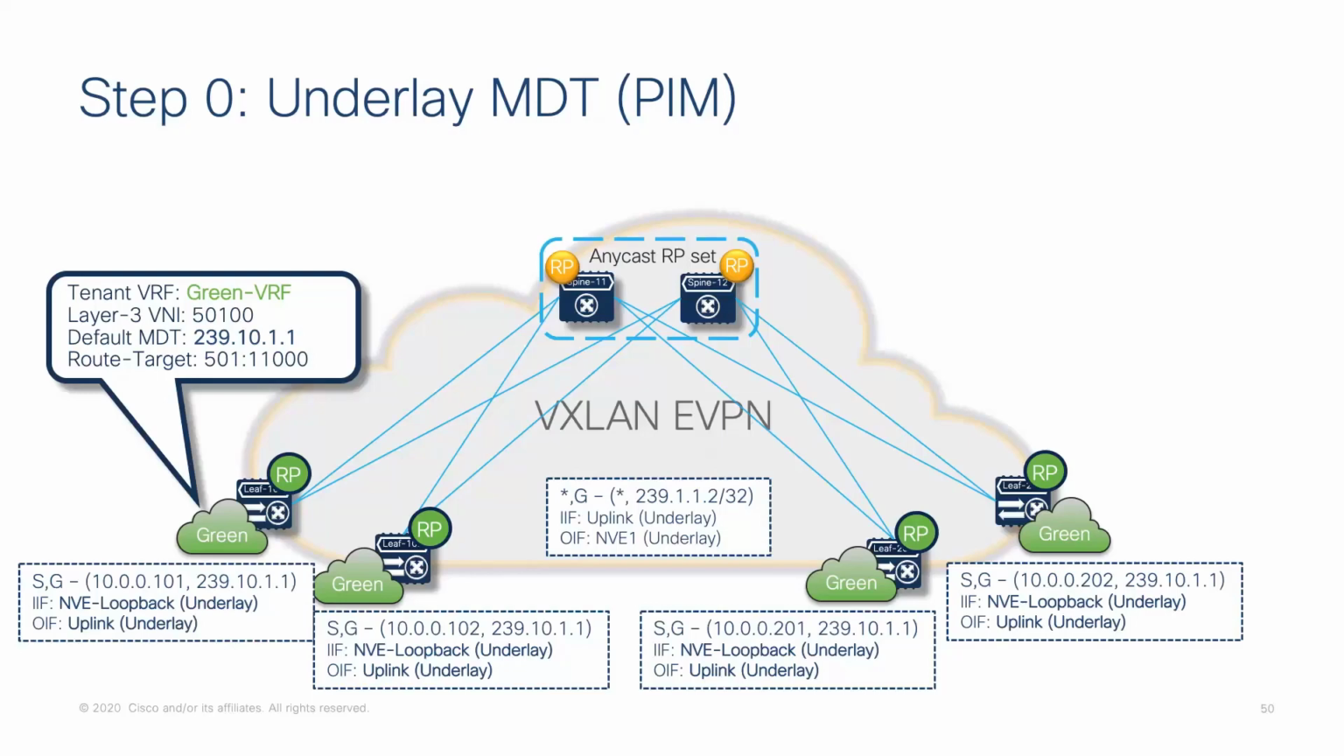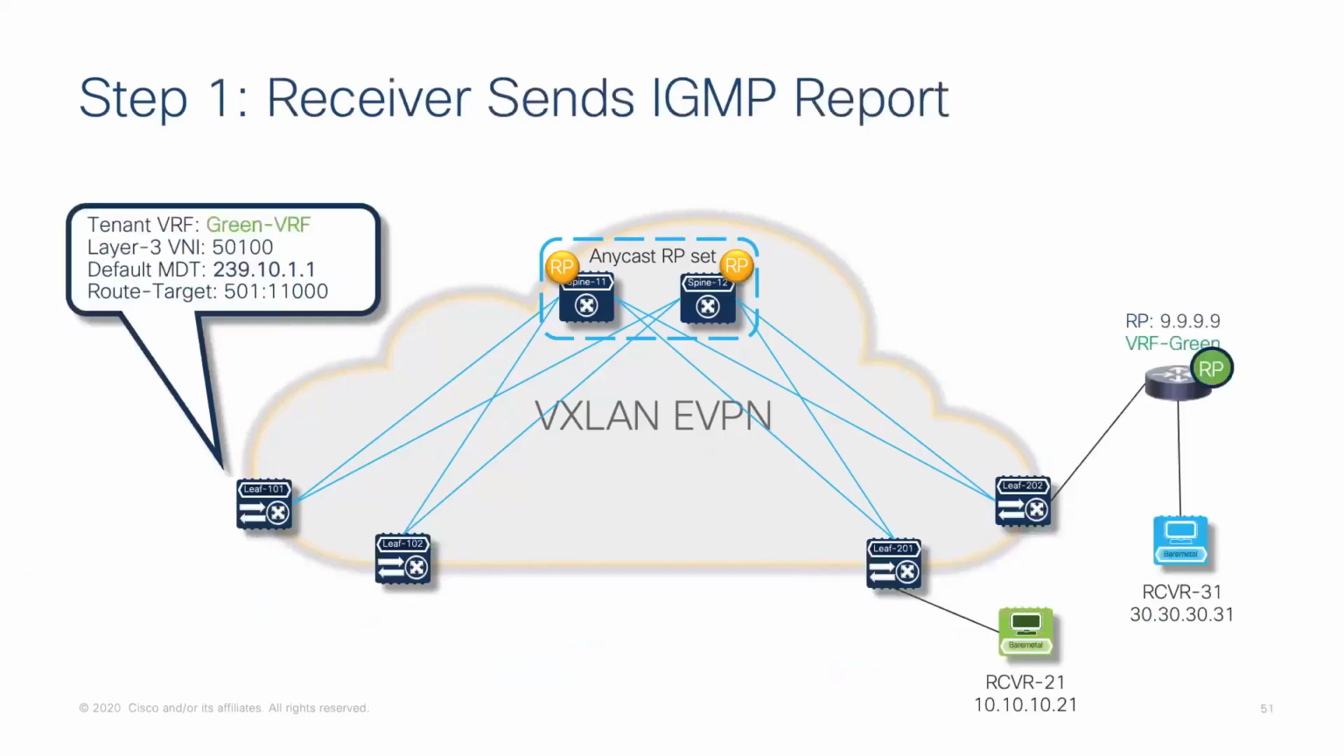Now, what is going to happen after that? Well, your receiver is about to join. In this particular slide, you see receivers on the right side. The one receiver, which is 21, is the fabric client, or the fabric receiver. The receiver 31, that's the external one.